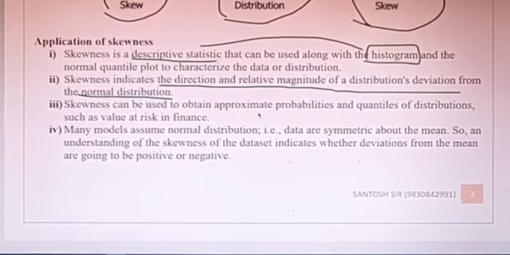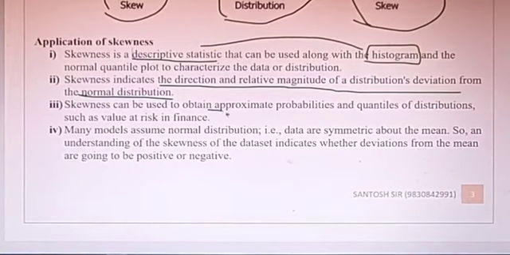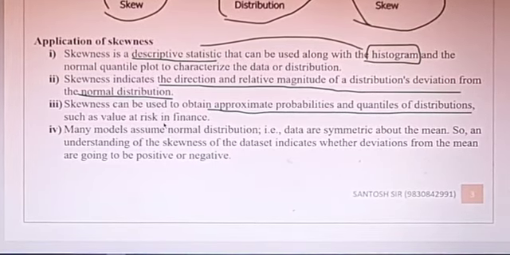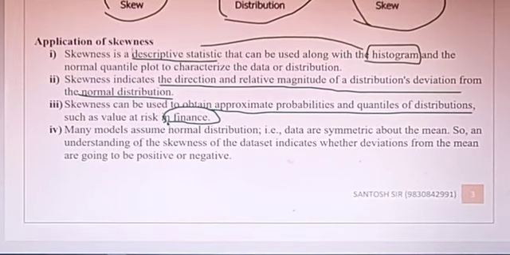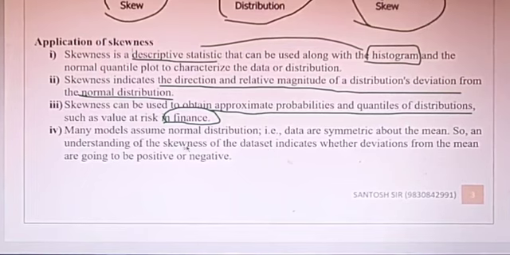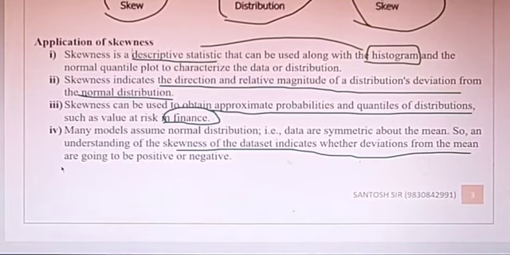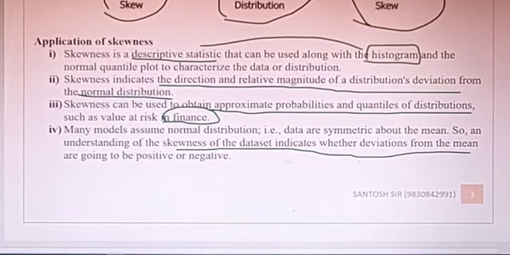Then skewness can be used to obtain approximate probabilities and quantiles of the distribution. Basically it is used in the case of financial planning; we use skewness a lot there. And understanding of skewness also helps with the deviation from the mean, like how the distribution is related with the mean.